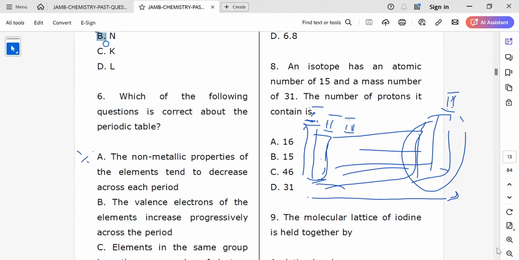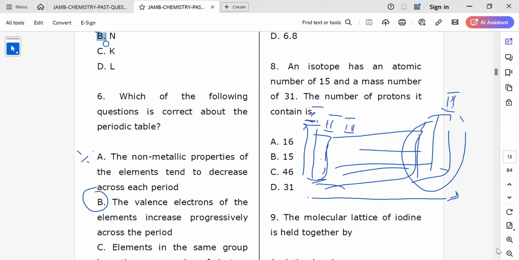The valence electrons of the element increase progressively across the period. Yes, option B is correct, because group 1 elements have only 1 electron on the outermost shell, while group 2 have only 2 electrons on the outermost shell. Group 3 have 3 electrons. So it means that as you move progressively across the period, the number of electrons on the outermost shell is increasing. So option B is correct.